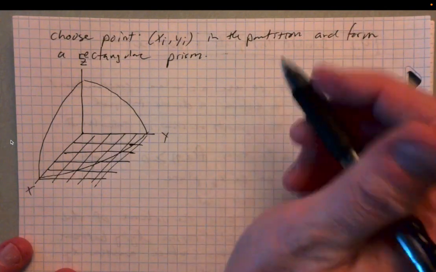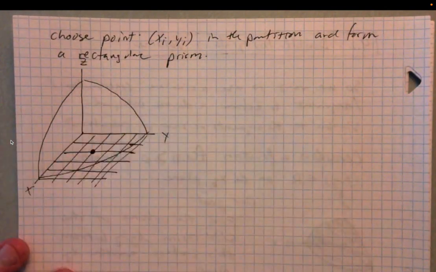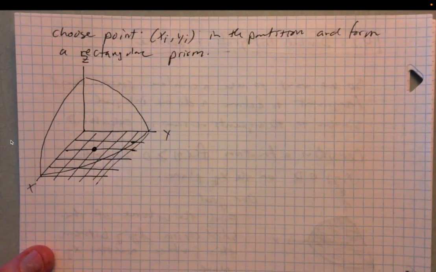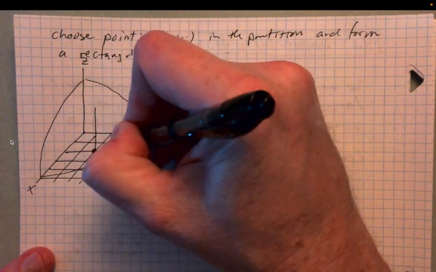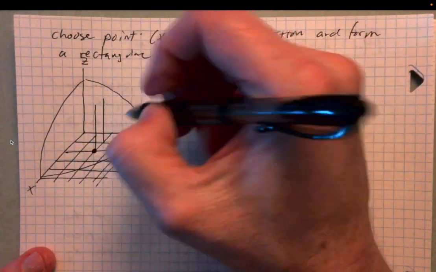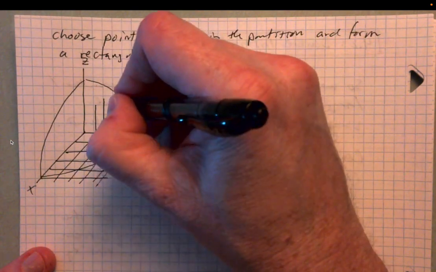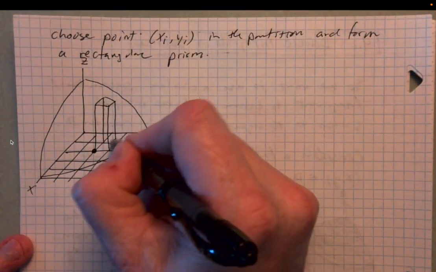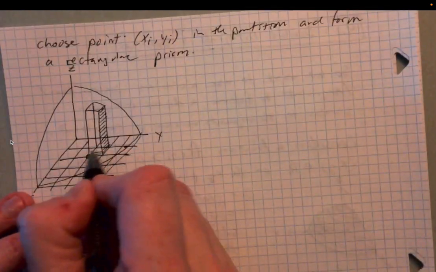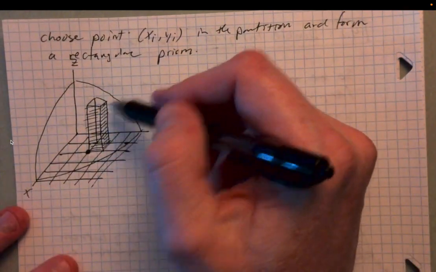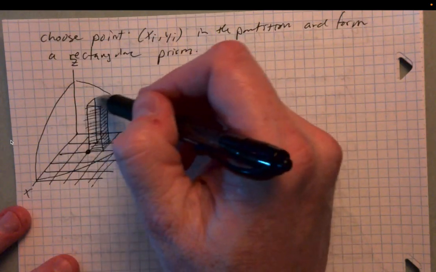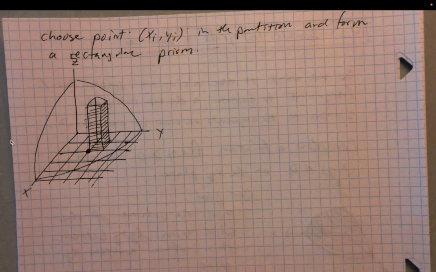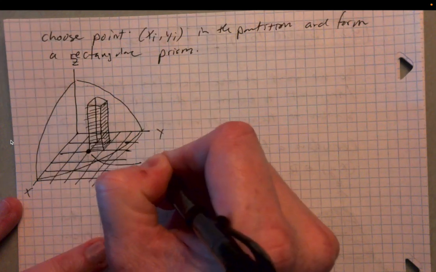Now we're going to choose an (xi, yi) in the partition. We'll let that be our (xi, yi). Then we're going to form a rectangular prism off of this point, and you can imagine it coming up out of this grid. I'll add a little bit of shading so that you can see what it's doing. It's coming up off of the grid, and where does it stop? It stops on the surface. It comes up through the surface, and the top of the prism is level with all of the edges of the surface. The point here we'll denote as (xi, yi).